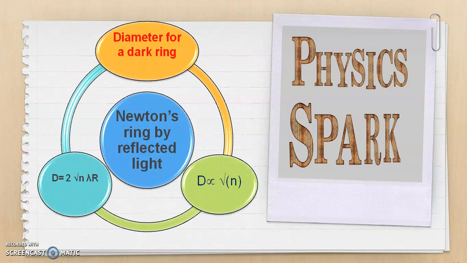Similarly, for a dark ring, d is equal to 2 under the root of n lambda R. So the diameter is directly proportional to root n. This is the case when we get Newton's rings by reflected rays. We have discussed that Newton's rings are formed by reflection or transmission.